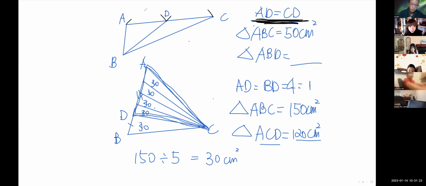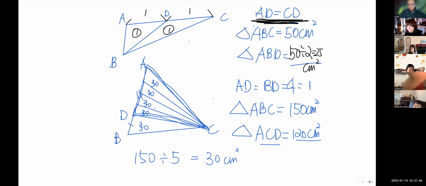So Serena said, teacher, you didn't tell us the ratio. Then this ratio is 1 to 1. That means they are equal to each other. So that means this part and this part are equal. So all we need to do is 50 divided by 2 equals 25 centimeter square. Understand, Cynthia? Joseph also understands, right?